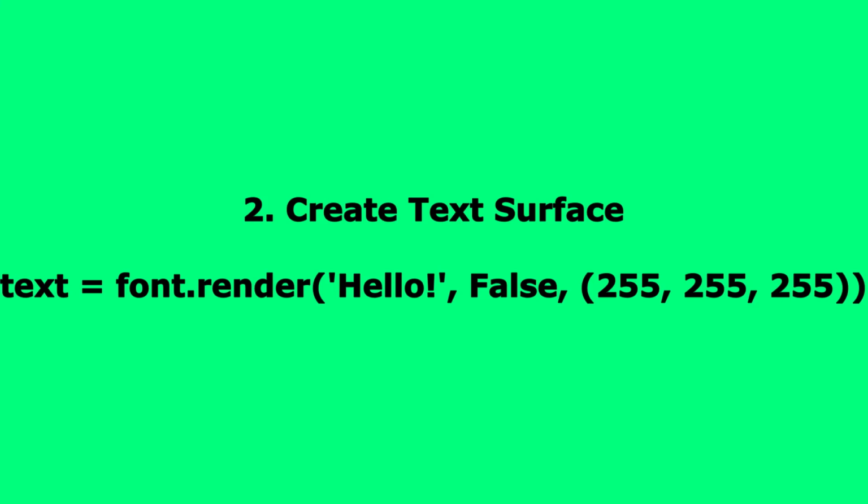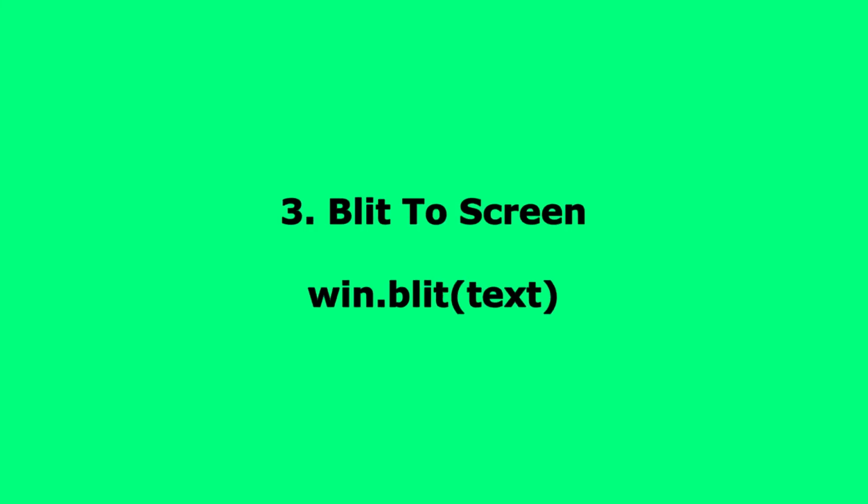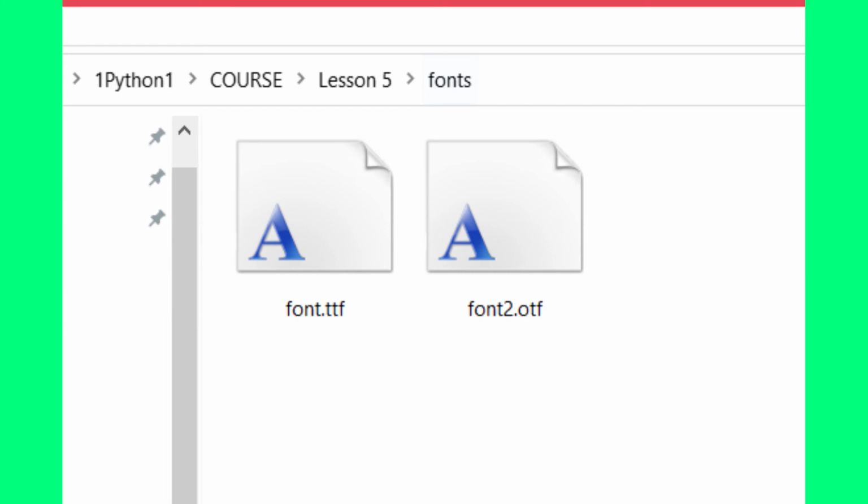Now that you have a font object, call the render method to create a text surface. The first parameter is the text, the second toggles anti-aliasing, which you can just leave false, and the third is the color of the text. Just like the images, this function will return a surface with the given text written on it. Once again, use the blit method to draw the surface onto the screen.